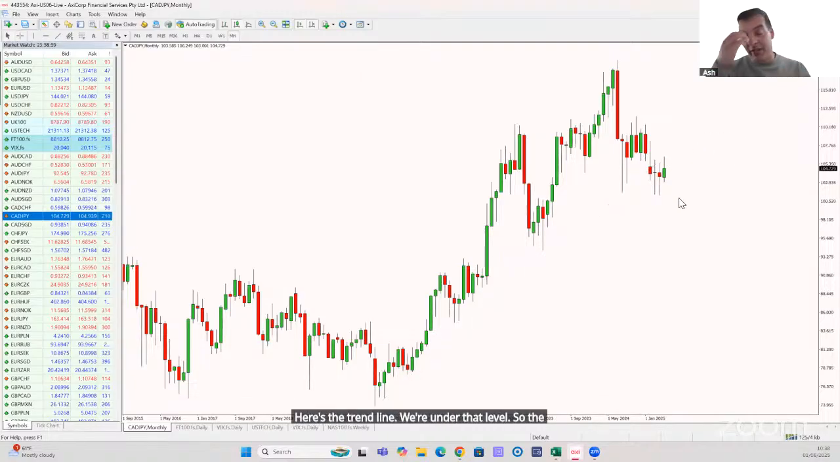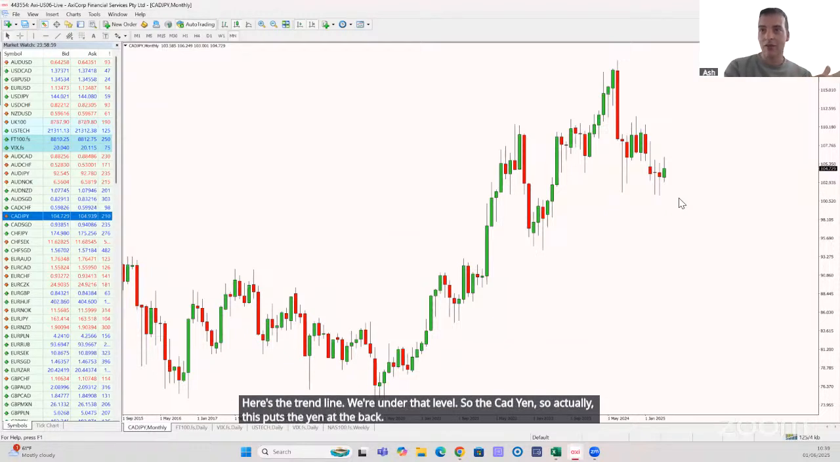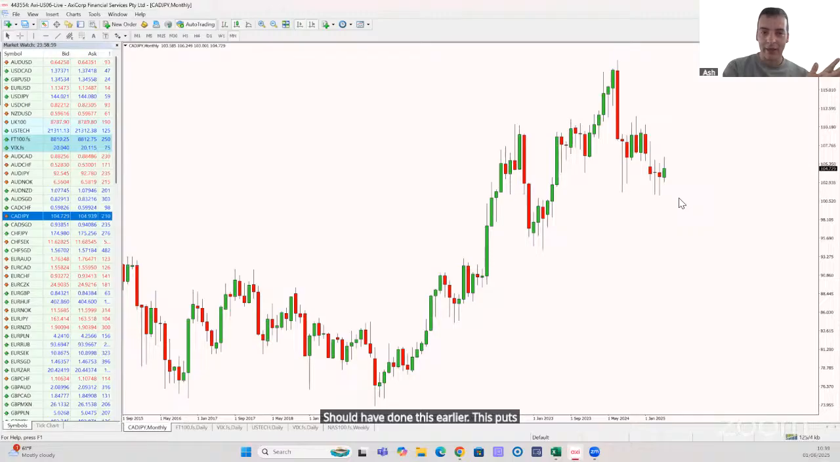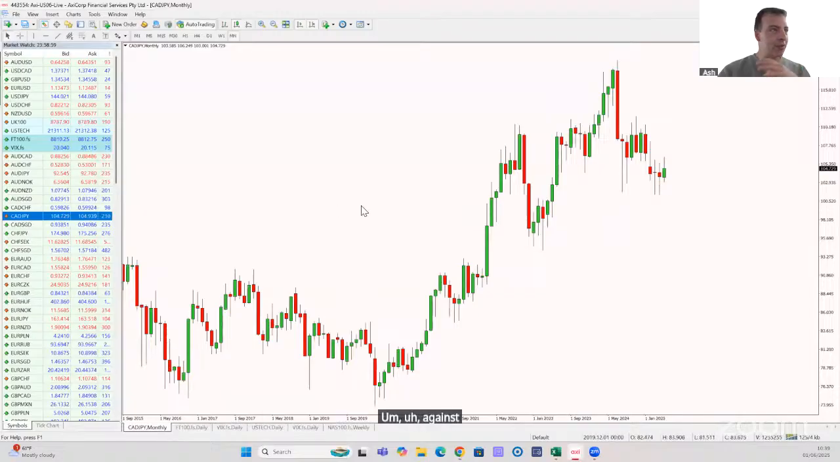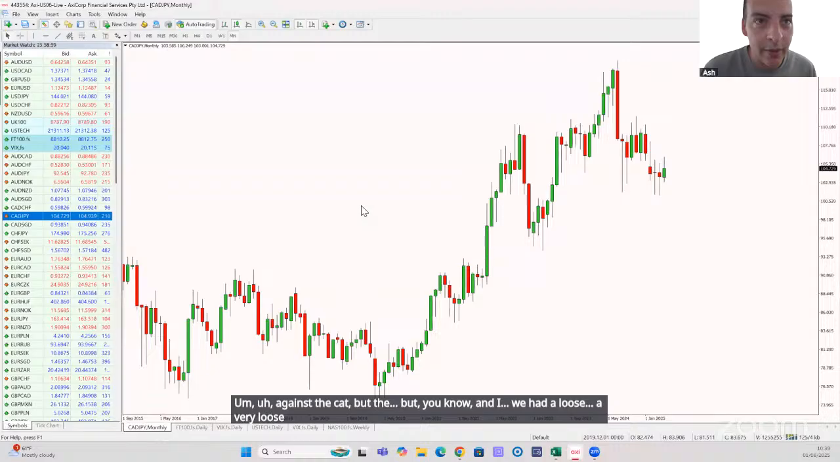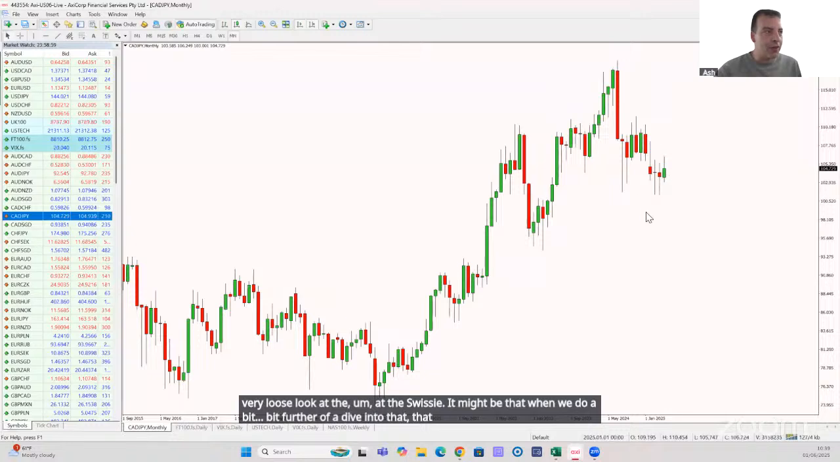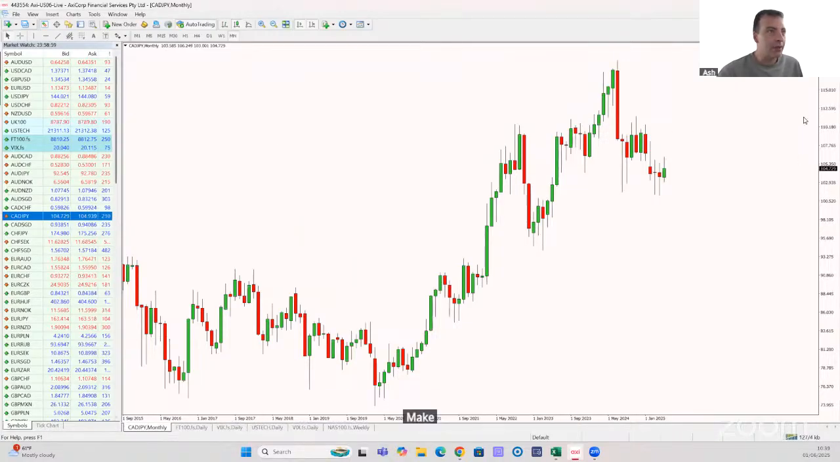So the CAD yen, so actually this puts the yen at the back. Should have done this earlier. This puts the yen at the back. So the CAD looks like the weakest currency, and currently, as I said before, the euro, the pound, the Swissy, and the Kiwi would be certainly ones to have a look at against the CAD. But we had a very loose look at the Swissy. It might be that when we do a bit further of a dive into that we find that one of the others is better. But we certainly want those ones on our buy list. So we'll make a note of these for you guys.